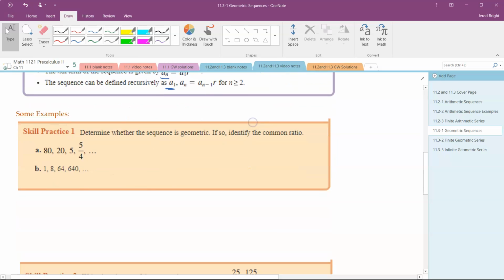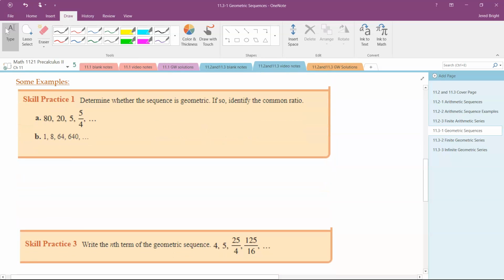As some examples here, if I look between successive terms, the common ratio here is 20 divided by 80, which is 1/4. Between 20 and 5, it'd be 5 over 20, which is 1/4. And the next term that holds as well. So I'm going to say yes, this is geometric with r as 1/4.